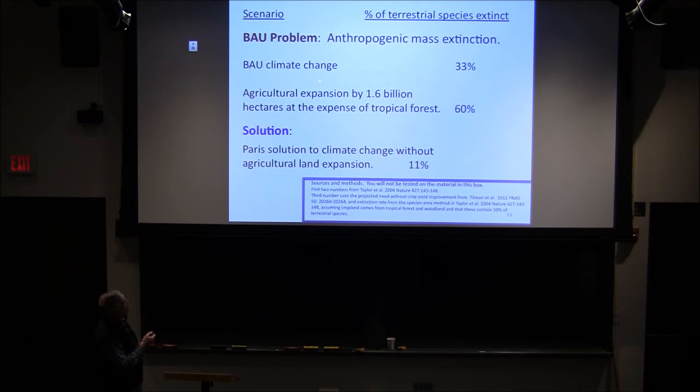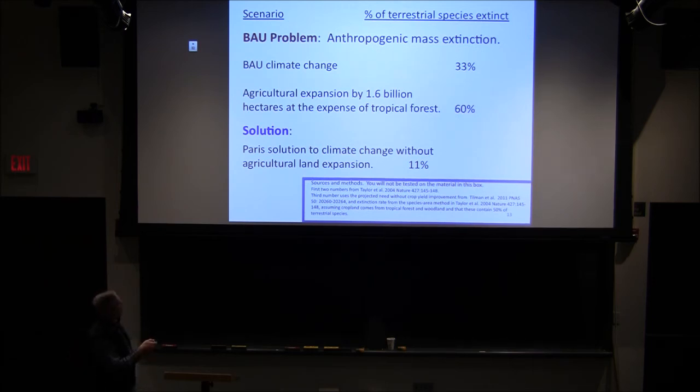Under business as usual climate change alone, but with no further habitat loss due to agricultural expansion, you expect, on average, about 1/3 of global species to go extinct. All right, you can read about the methods down here. And that's a reasonable number. You can get that number from a bunch of different angles. If you got the agricultural expansion of about 1.6 billion hectares, a doubling of current agricultural land, necessary to meet, as we'll see in a minute, a doubling of food demand, you'd lose about 60% of species. So these are big numbers, and if the two happen together, you really got a mass extinction on your hands, right?